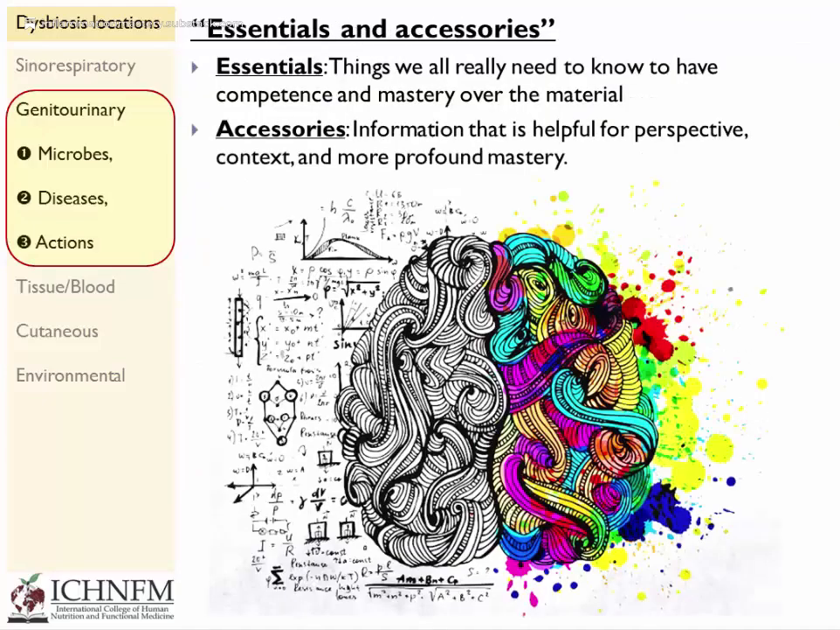So what I'm going to focus on as we go through these clinical locations and topics is what I call essentials and accessories. I want to make sure that you get the essential core information, and then we'll accessorize that core information with some extra information just to provide perspective, context, and hopefully a deeper level of mastery.